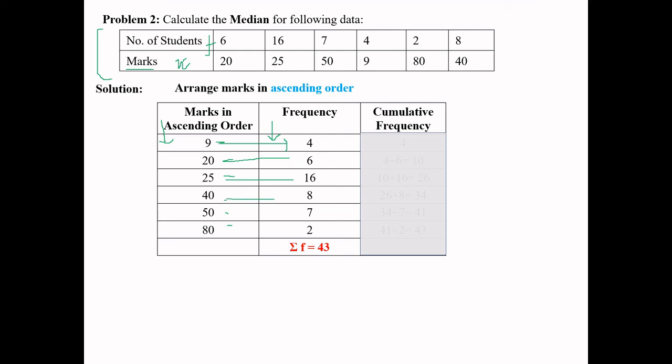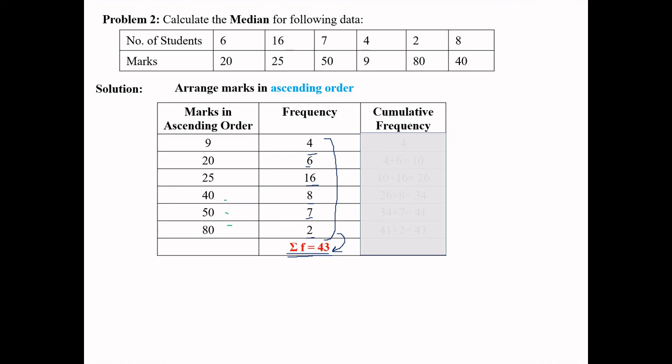For 40 it is 8. For 50 it is 7. And for 80 the frequency is 2. Calculate sigma f by adding all the values of frequency. 4 plus 6 plus 16 plus 8 plus 7 plus 2 is equal to 43. So the value of sigma f is 43.